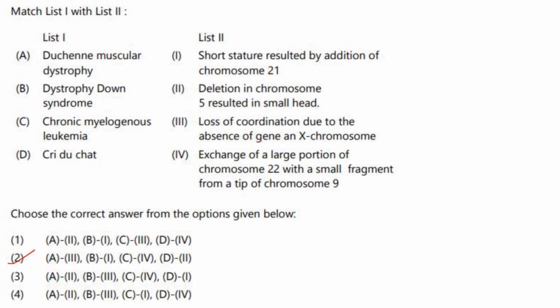Down syndrome is trisomy of chromosome number 21. So short stature resulted by addition of chromosome 21, B1. That's correct. Chronic myelogenous leukemia, like Philadelphia chromosome: exchange of a large portion of chromosome 22 with a small fragment from the tip of chromosome 9, C4. Then Cri-du-chat is chromosome 5. Deletion in chromosome 5 resulted in small head. So the answer here is option.